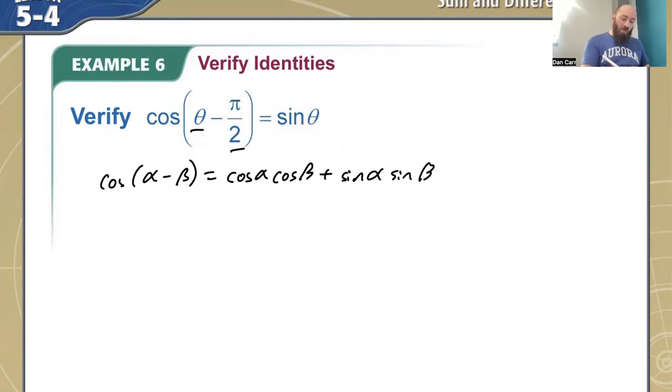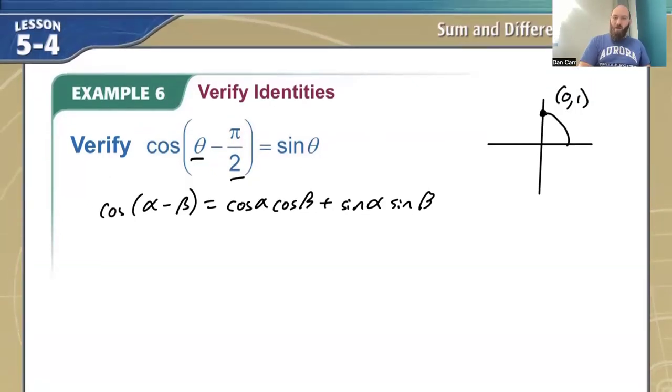Okay, so the only one I need to model is pi over 2. So pi over 2 is my beta, which puts me right here, 0, 1. Okay. So just in case, 0, 1 is right there. So that's my pi over 2. So now I actually have everything I need. So my alpha is going to be theta here.